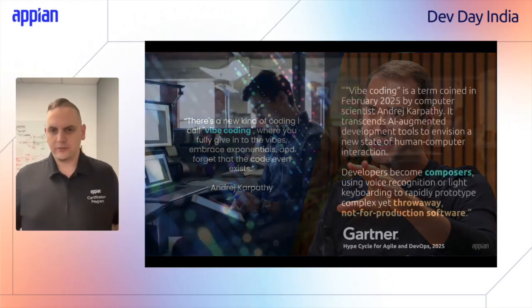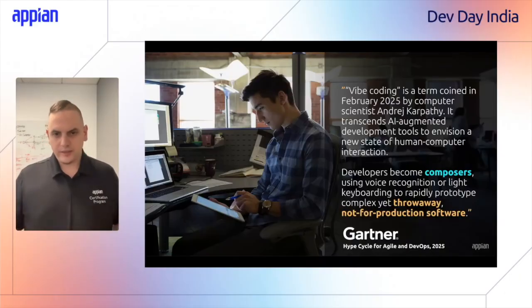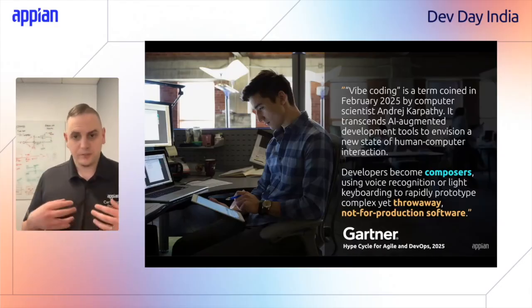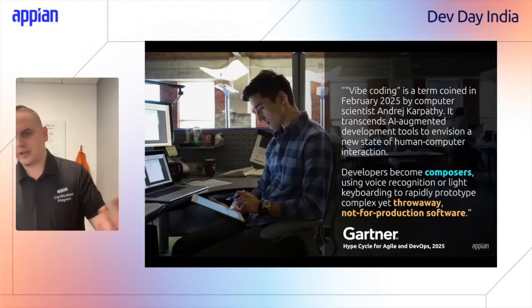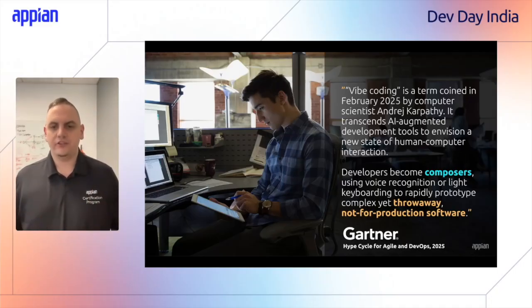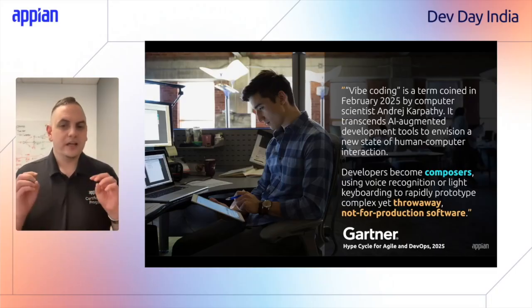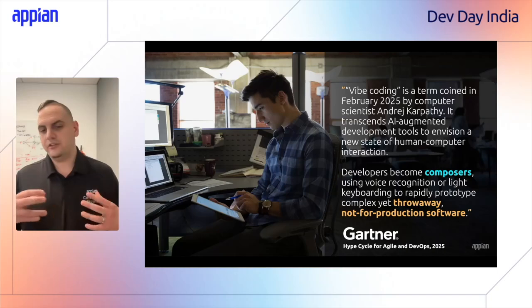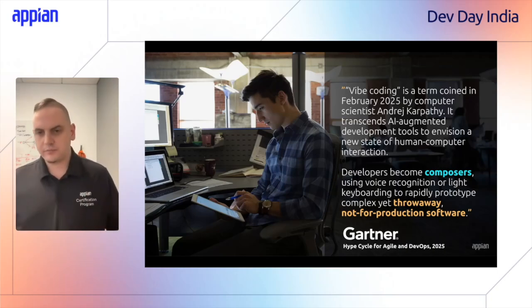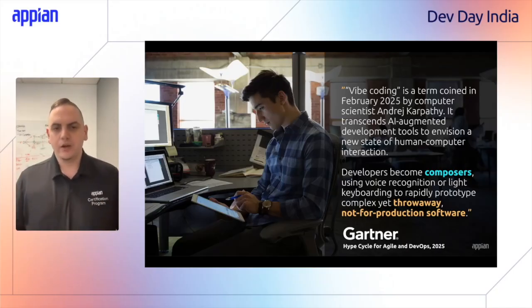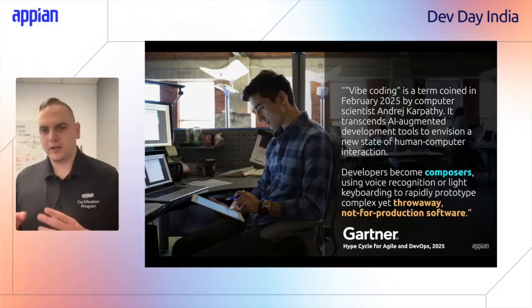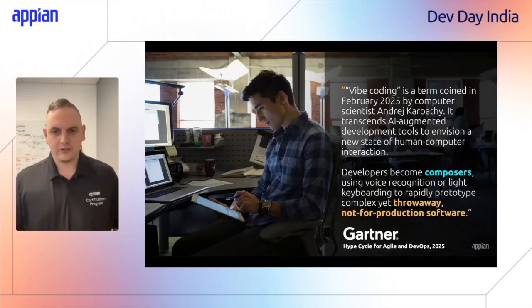And if you were to look to a definition from Gartner, one thing they talk about in the second paragraph there is that vibe coding allows developers to really become composers. They can even use voice recognition or a little bit of keyboarding to rapidly prototype these applications. But they go on to say that it's for complex use cases, but it's also throwaway or not for production software. And so that begs the question, well, what do they mean by that? What is the challenge with using these more vibe-coded or AI-augmented developed projects in production settings?